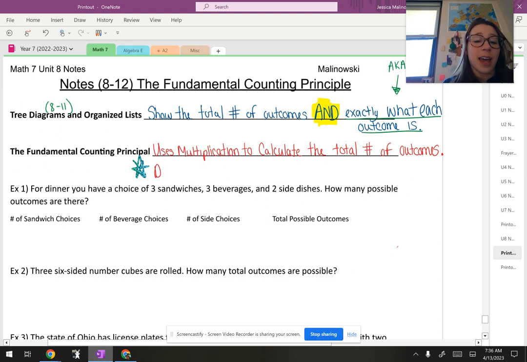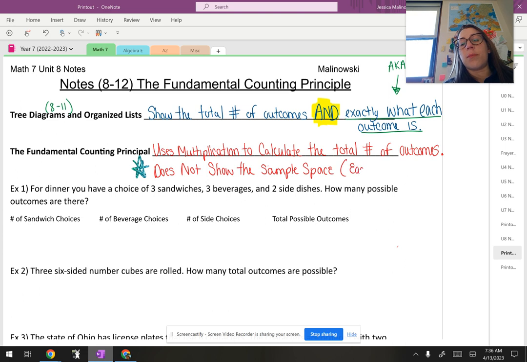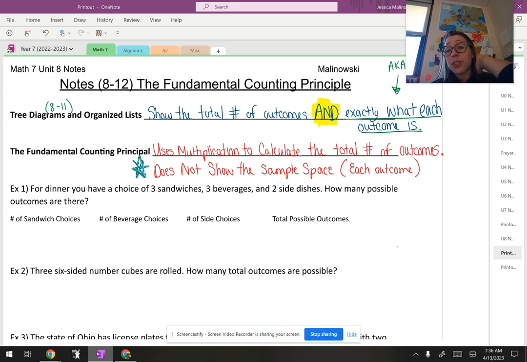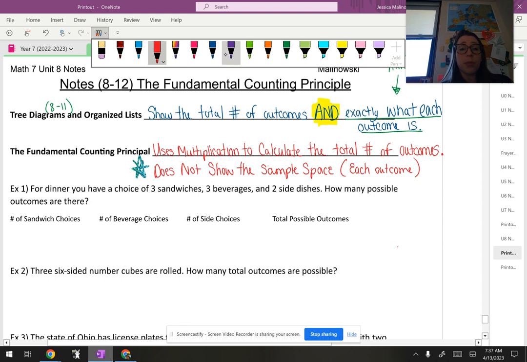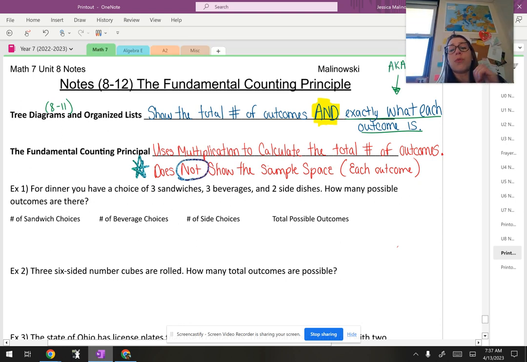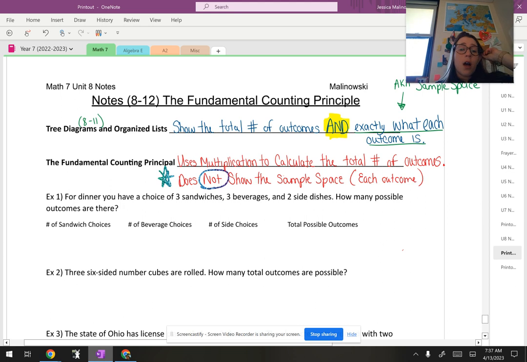This does not show the sample space, aka each outcome. So it kind of tells you that there's maybe 12 outcomes or 24 outcomes, but you don't know, it does not list exactly what each of those 12 or 24 or however many outcomes there are. So that is the one downfall to the fundamental counting principle, is that it does not show the sample space. All right.